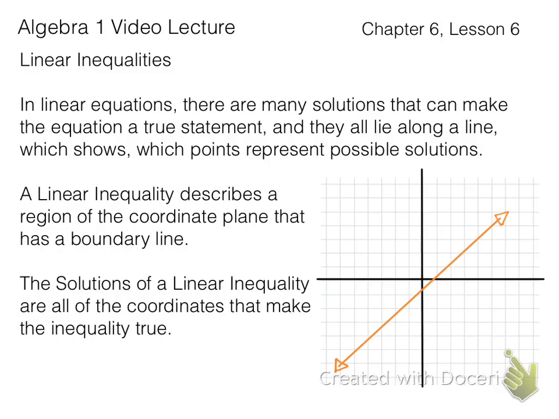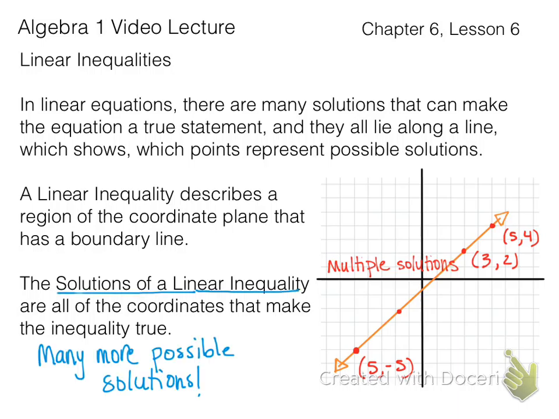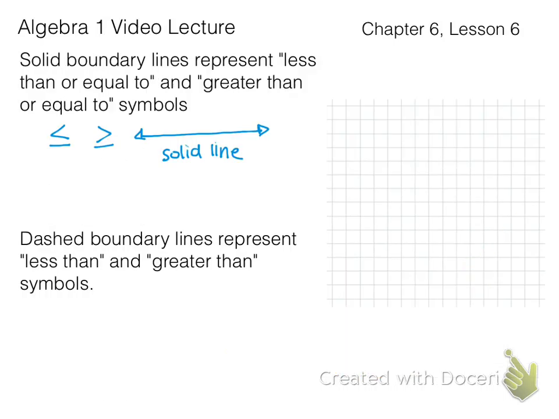Here's an example of a linear equation, right? And all of these red dots are possible solutions. So there are multiple solutions for linear equations, and the same holds true for linear inequalities, but linear inequalities have far more solutions. All right?